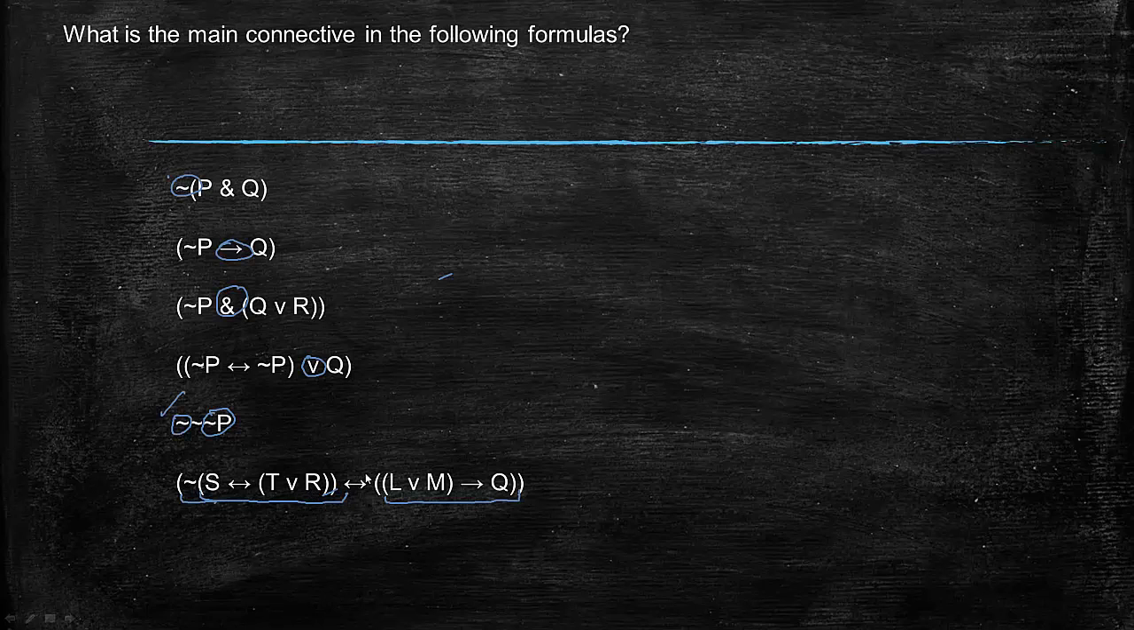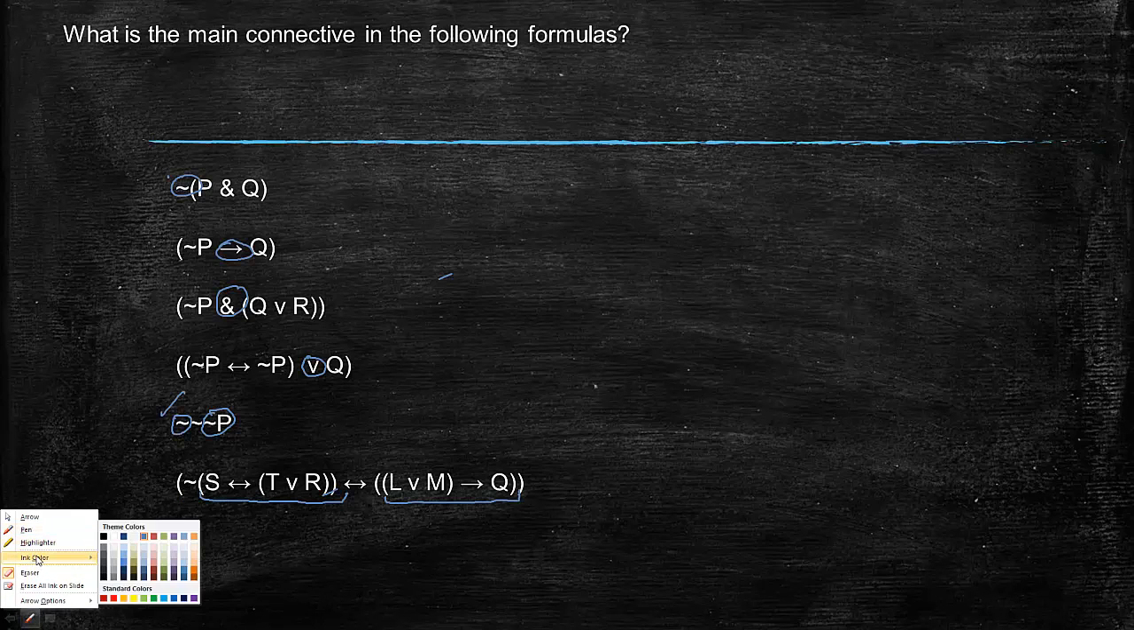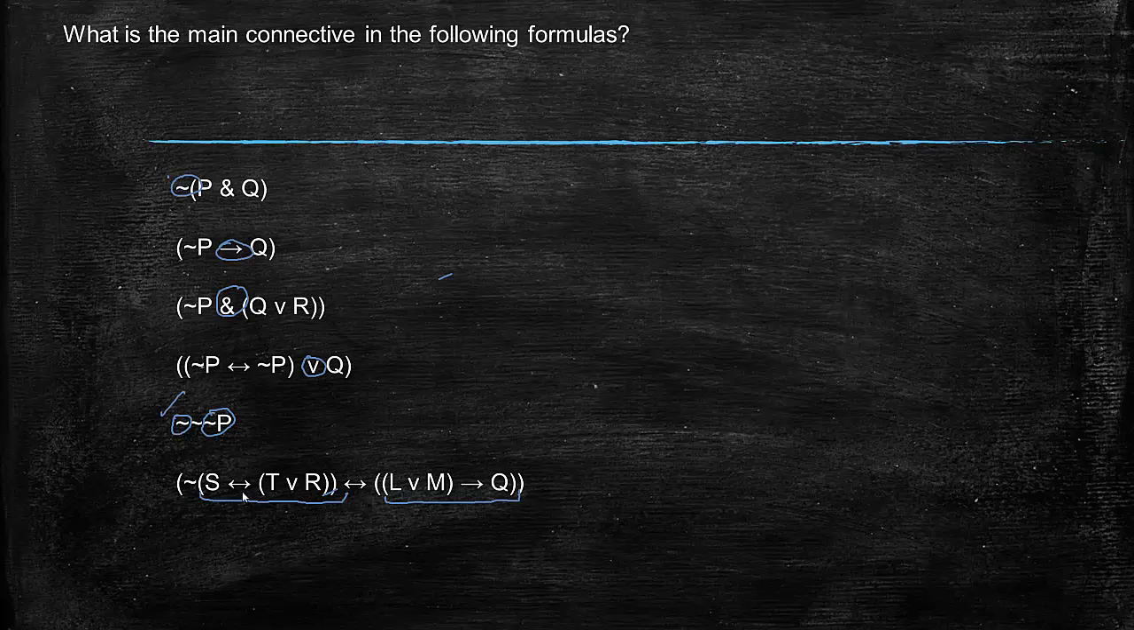So it has to be, oh, excuse me, it links, I said that incorrectly. The biconditional links these formulas together. This negation applies to this formula, and so it's the biconditional that holds the whole formula together. So it's the biconditional that's the main operator here. Okay?